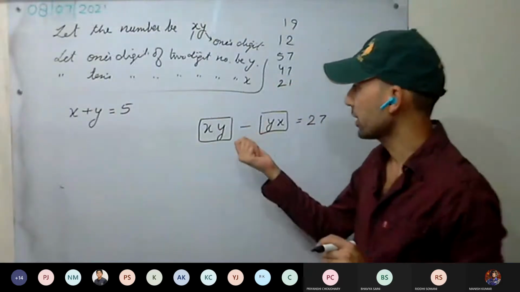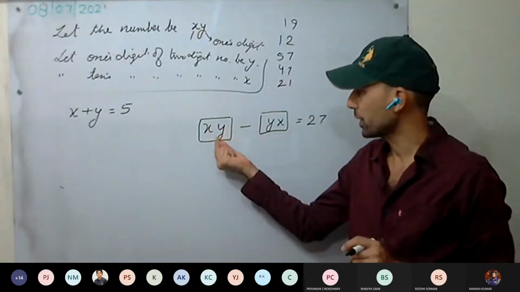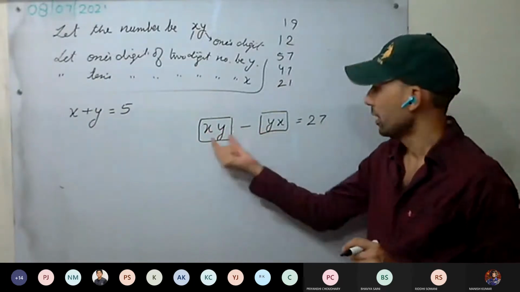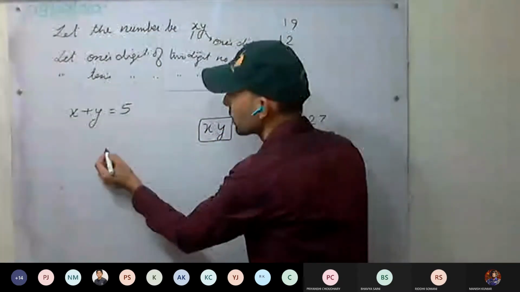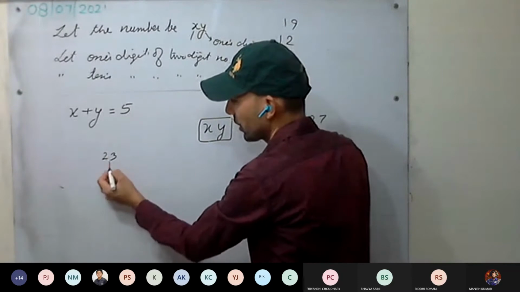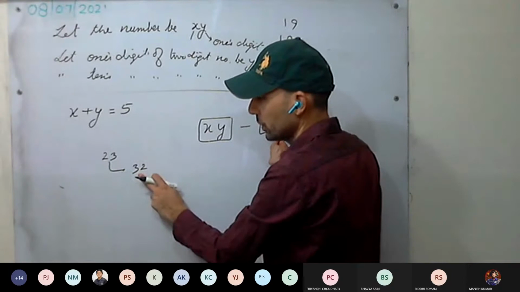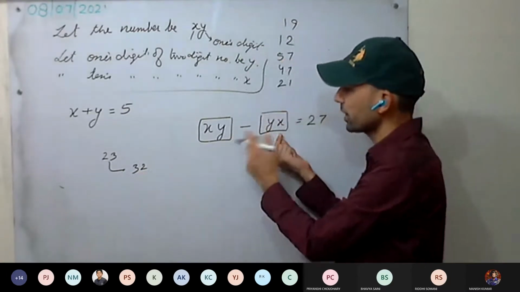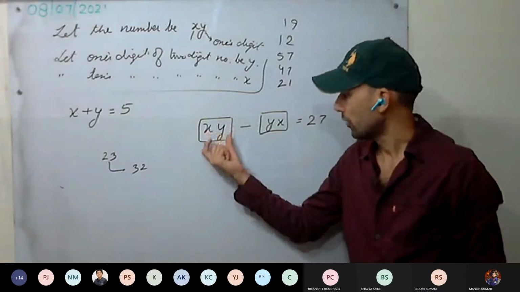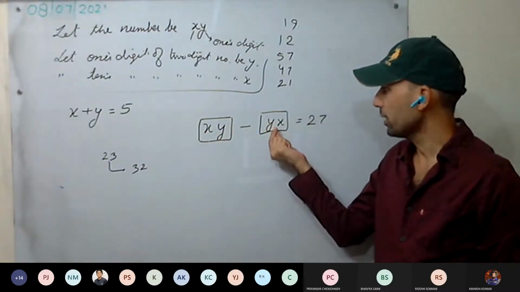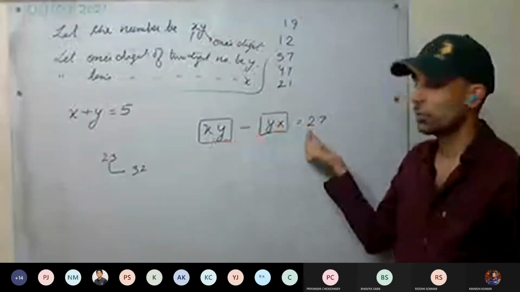Now the other thing they have provided is that if we reverse the digits, the ones place goes to the tens place, and the tens place goes to the ones place. For example, 23 after reversing becomes 32. The difference of them is 27. So after reversing, the number has reduced by 27. It means it is 27 smaller than this number.